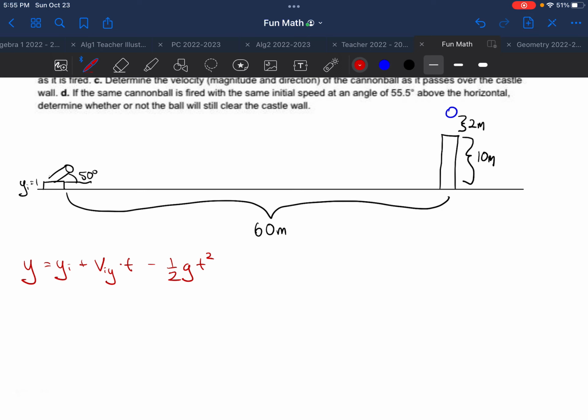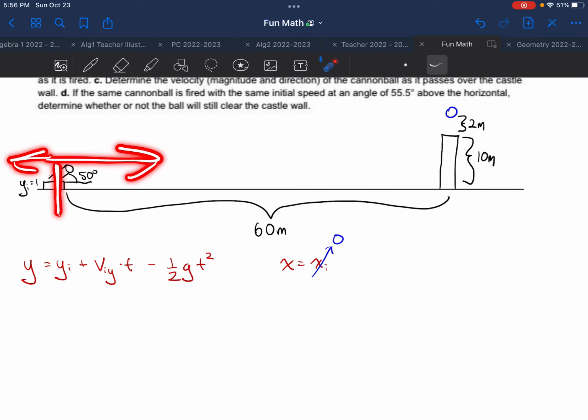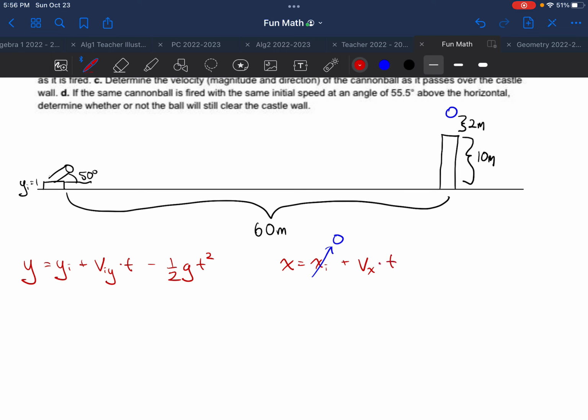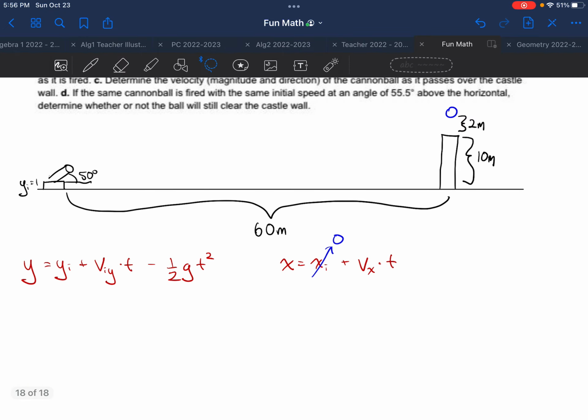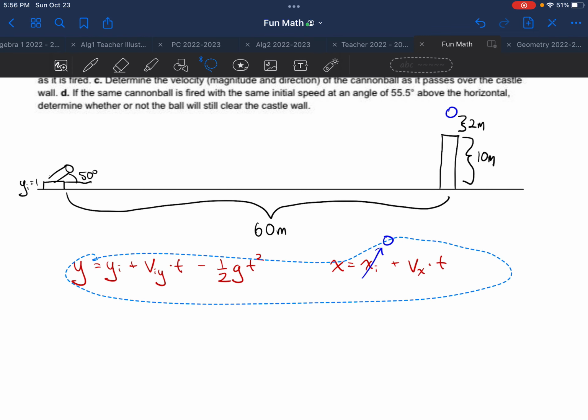My other equation I'm going to be using is x. My x position is given by my initial x, which in our case is going to be 0, so I can go ahead and cross it out. I'm not moving my cannonball to the right or to the left, I'm just keeping it here at 0. Plus my velocity in my x direction times time. From that alone, we should be able to solve that first part. So I should notate that I'm solving for part A here. I'm trying to stay organized.